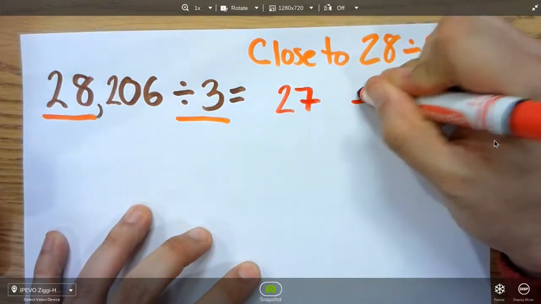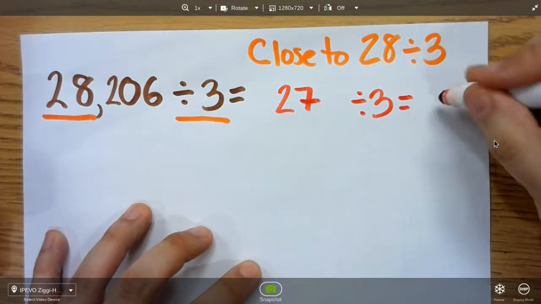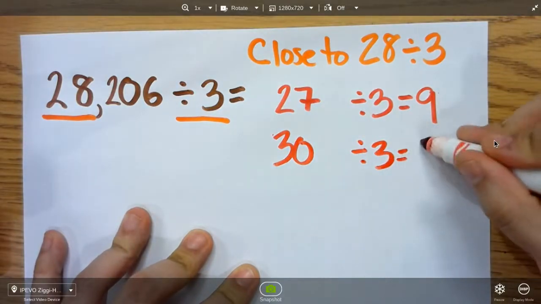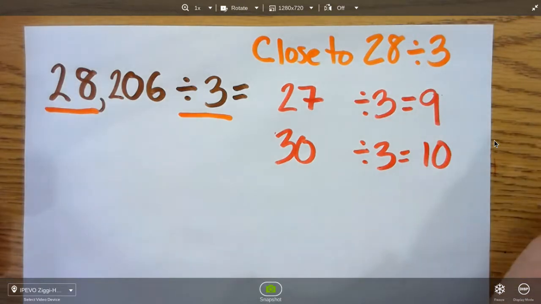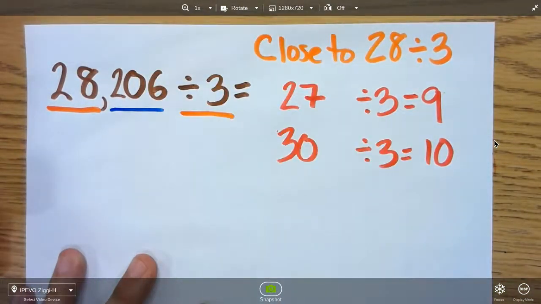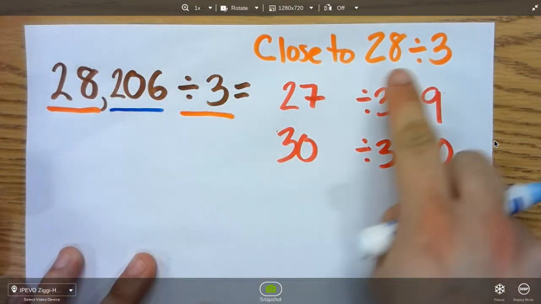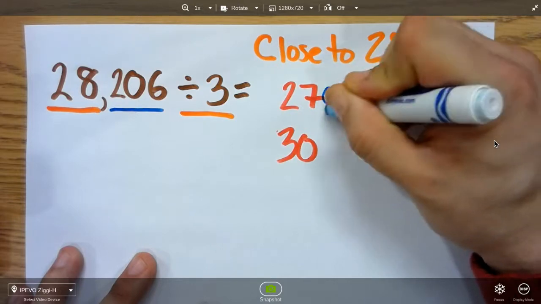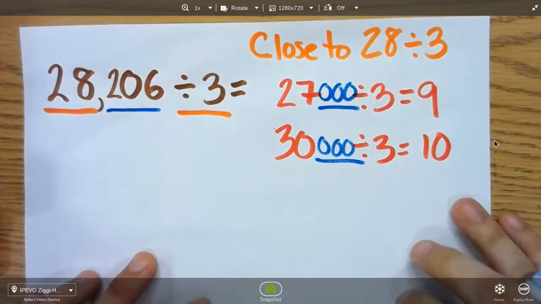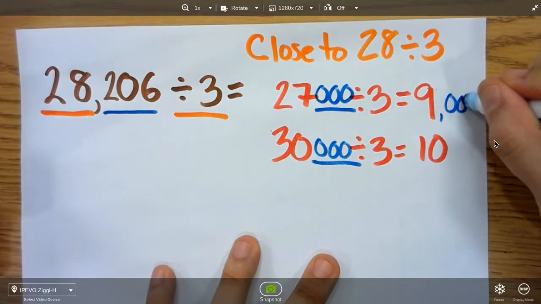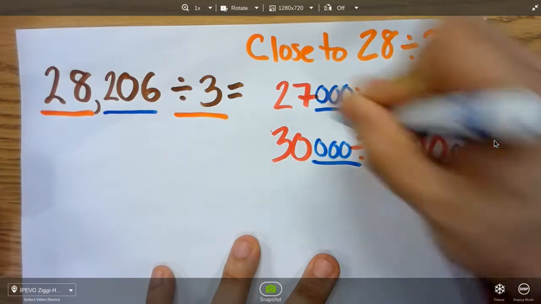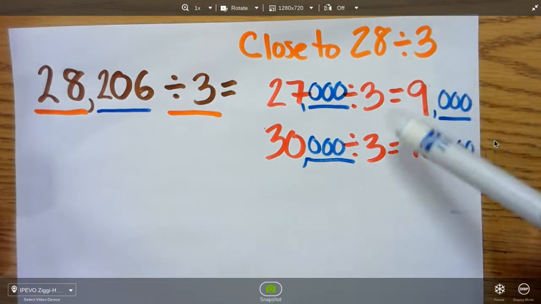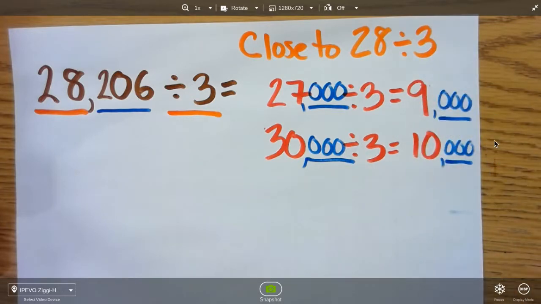We want something close to 28 divided by 3. I know that 27 divided by 3, I know that 9 times 3 is 27, so 27 divided by 3 equals 9. I know that 30 divided by 3 equals 10. The only thing I have to figure out now is how many place values I'm adding in: ones, tens, and hundreds, because this is 1,000 times greater. I'm sorry, 28,000 is 1,000 times greater than just 28. So I need to add in my three zeros, not only to my rounded dividends, but also to my rounded quotients. Forgot those commas here. And so here we can see that my quotient is going to be pretty close to either 9,000 or 10,000, somewhere in between if I'm coming up with a range.